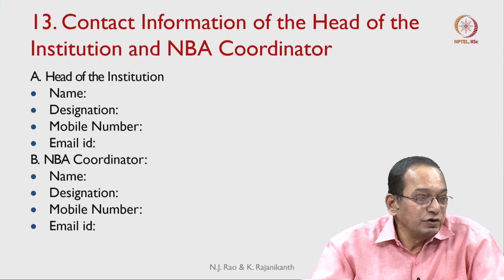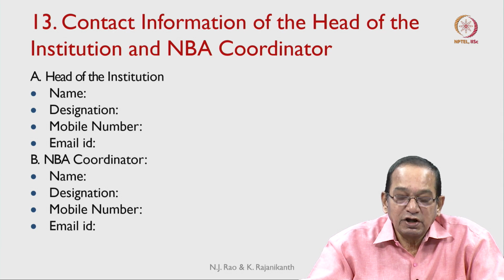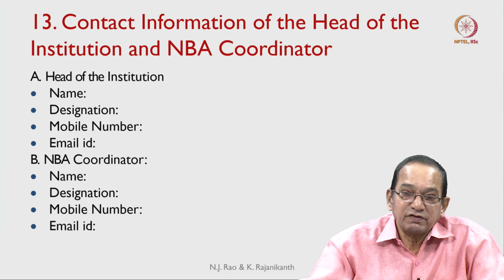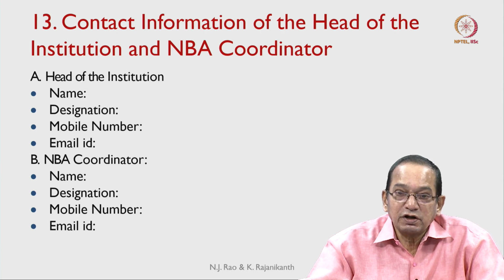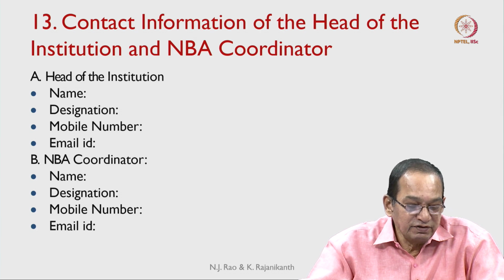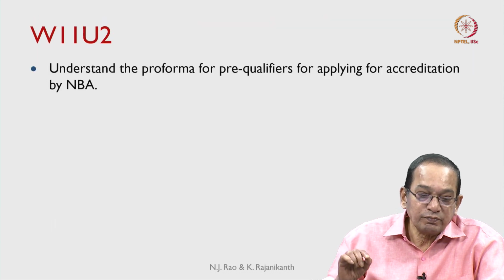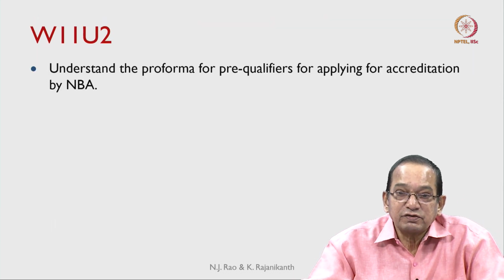Then finally, we have to provide contact information of the head of the institution and NBA coordinator. Typically, every institute would have one designated faculty member as the NBA coordinator to interact on a regular basis with the NBA office. So, head of the institution, name, designation, mobile number, email ID, standard details. Similarly, for NBA coordinator, name, designation, mobile number, email ID. So, these are the details which are to be provided in Part A of the SAR.